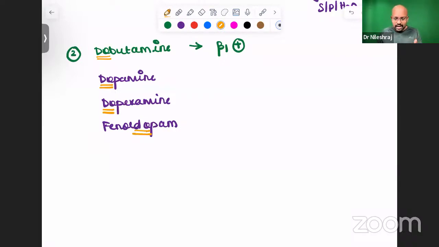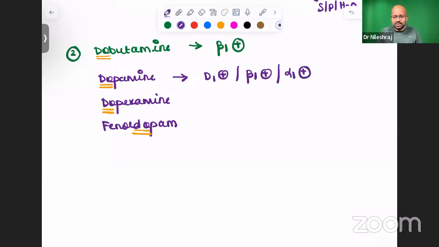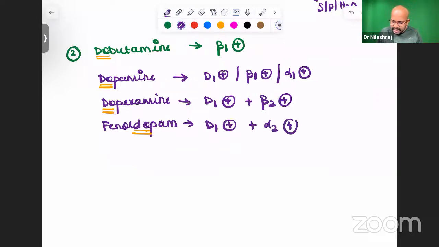Dobutamine has got pure beta-1 agonistic property, whereas dopamine has got different doses, buddy. At low doses, it behaves as a dopaminergic agonist. At medium doses, it behaves as a beta-1 agonist. And at high doses, it behaves as an alpha-1 agonistic agent. We have 3 different doses of it, so no need to worry, because here we don't usually use dopamine for treatment of heart failure. We can use it if a patient's blood pressure is extremely low. Dopexamine is a D1 agonist agent, and it also has beta-2 agonistic activity. Fenoldopam is a D1 agonist with alpha-2 agonistic property.